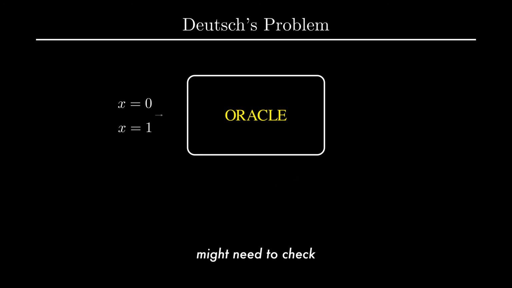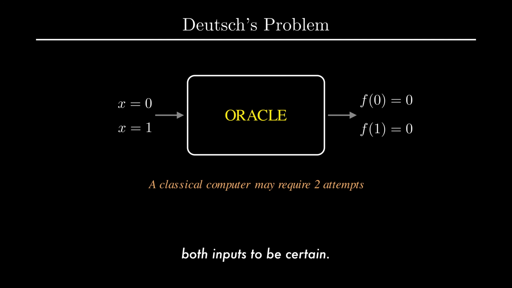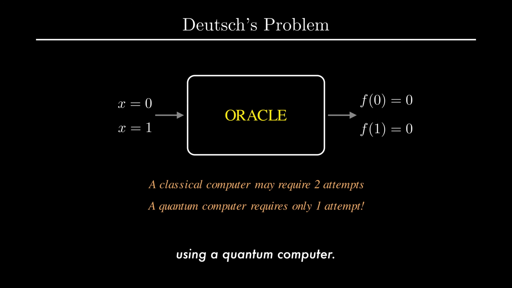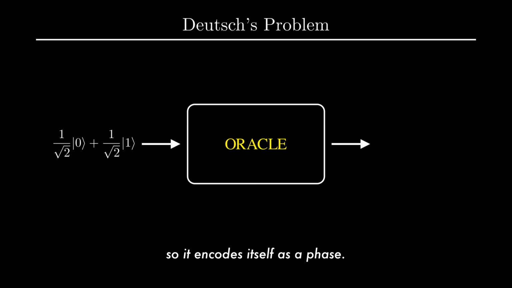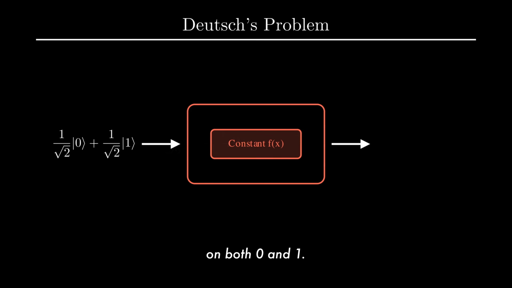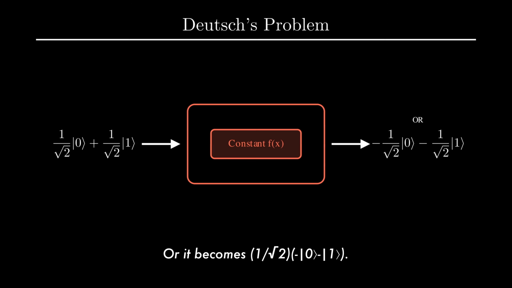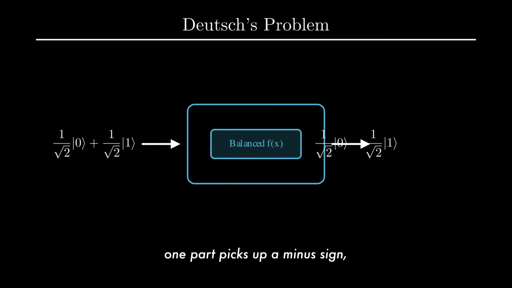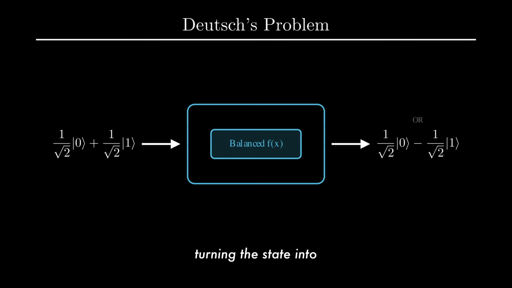A classical computer might need to check both inputs to be certain. This problem can be solved using a quantum computer. We modify the function so that it encodes itself as a phase. We send in a superposition state, so the function acts on both 0 and 1. If the function is constant, both parts of the state are affected in the same way, so the superposition state is plus 0 plus 1 or becomes minus 0 minus 1. If the function is balanced, one part picks up a minus sign, turning the state into 0 minus 1 or minus 0 plus 1.